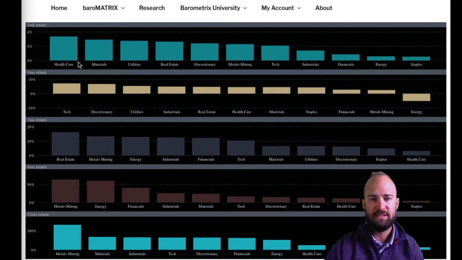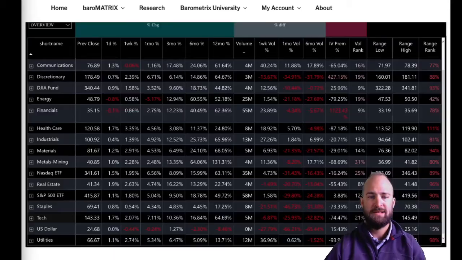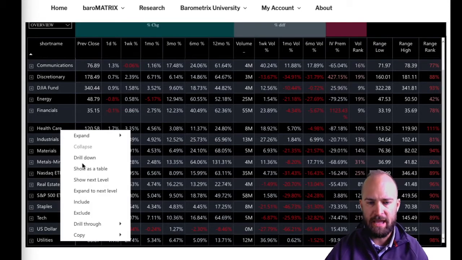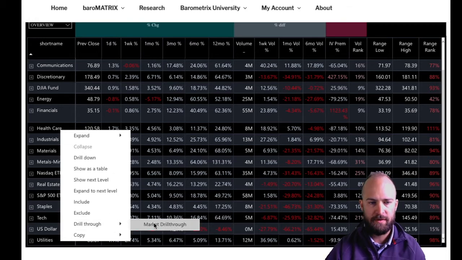Right away, we see this big jump higher in healthcare this week. And healthcare kind of moving its way in the intermediate term from the market laggard to, in the near term, moving into market leadership. So an interesting sector rotation there. So let's dive in and have a closer look at what's going on with healthcare. We'll click the drill through function here.